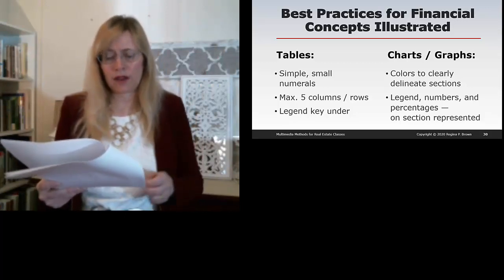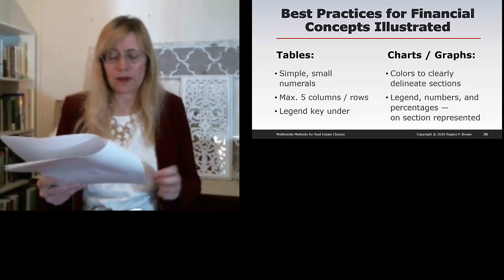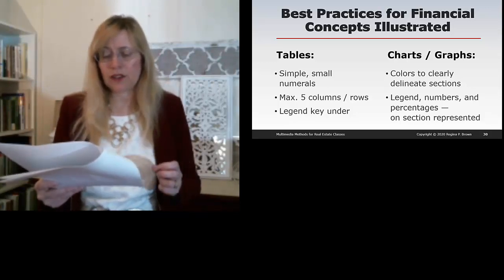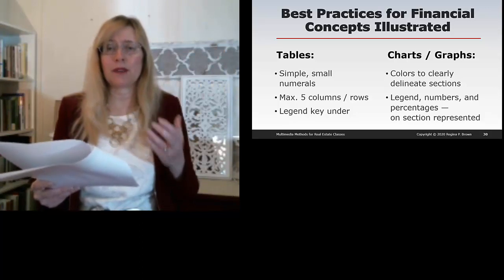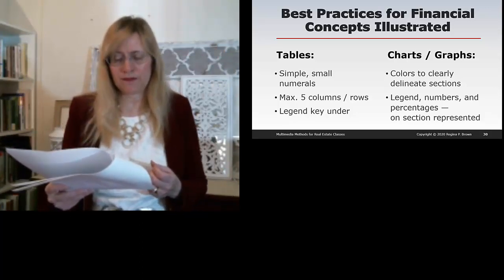Mayer says in McGraw-Hill, to make learning effective, our presentation material should have an understandable structure and it should guide the learner in making a mental model. That's McGraw-Hill 2020, page 3.